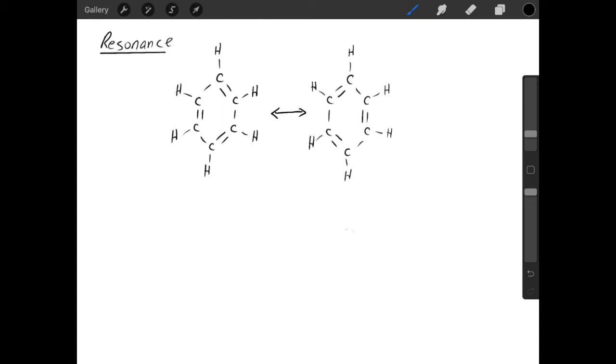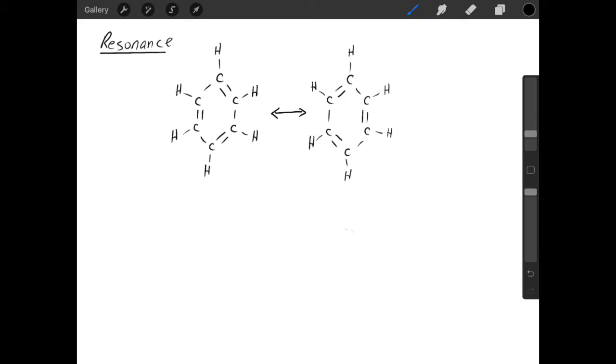These two Lewis structures are effectively equivalent. There's no way to decide which one is better. All the atoms are in the same positions. It's only the positions of the double bonds, so the electrons, that have changed. And experiments have shown that in reality, benzene doesn't look like either of these. It looks like an average of the two. And in real life, all of those carbon-carbon bonds are identical.